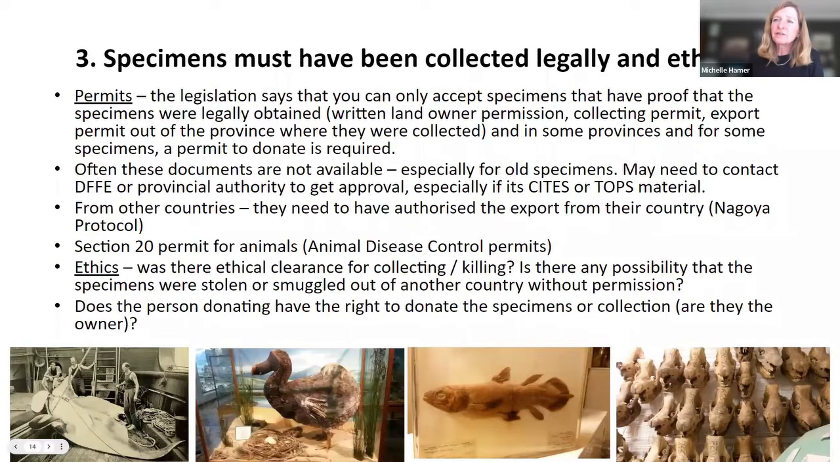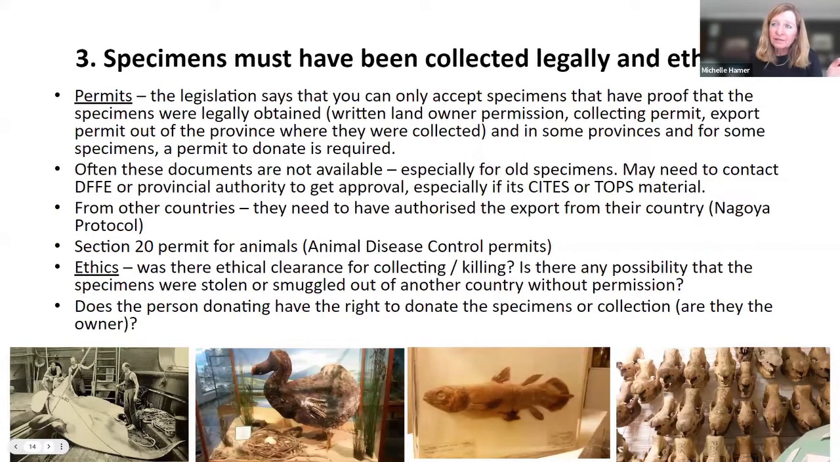And then this is a very difficult point, but it is an important policy point, and you need to think about it. The policy point would be that any specimens accepted must have been collected legally and ethically. Legally usually refers to the legislation, the law, and that's usually permits. The legislation says that you can only accept specimens that have proof that they were legally obtained. And that would be written landowner permission or a collecting permit.